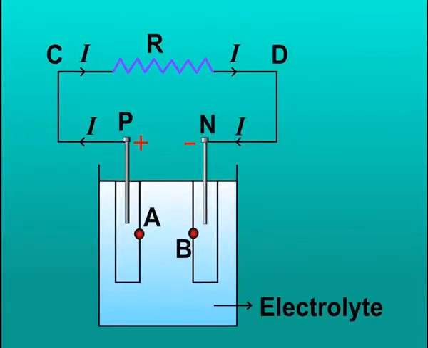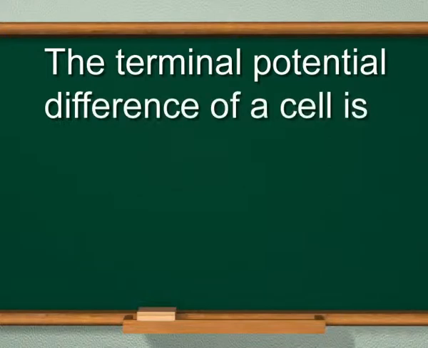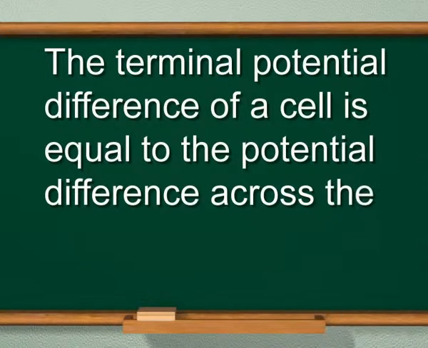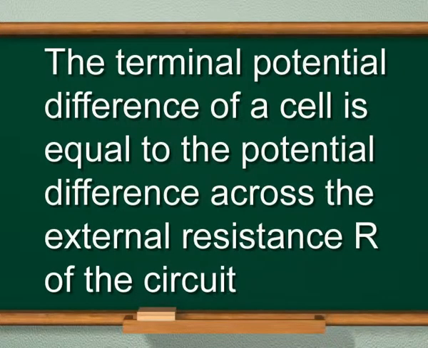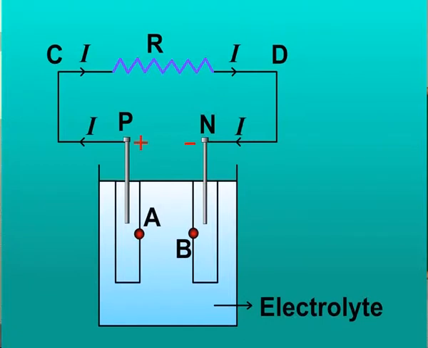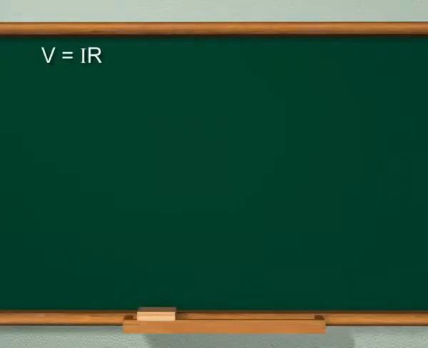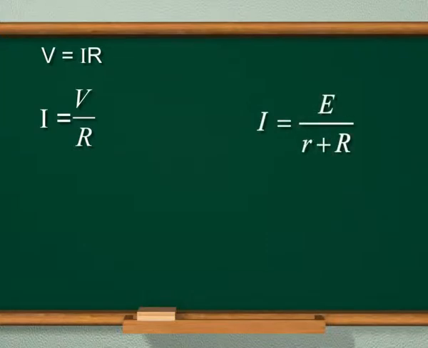As the point A is at the same potential as the positive electrode and the point B is at the same potential as the negative electrode, therefore, the terminal potential difference of a cell is equal to the potential difference across the external resistance R of the circuit, that is, between points A and B. So, according to Ohm's law, V is equal to I into R, or I is equal to V by R. Putting the value of I as equal to E upon r plus R, we have V equal to E upon small r plus capital R, into capital R.